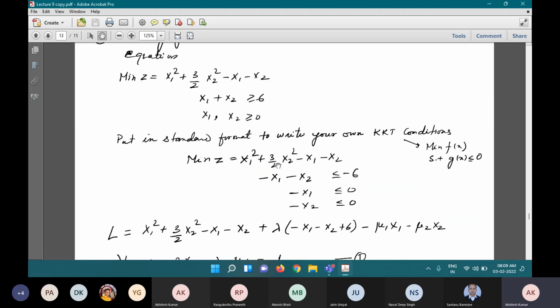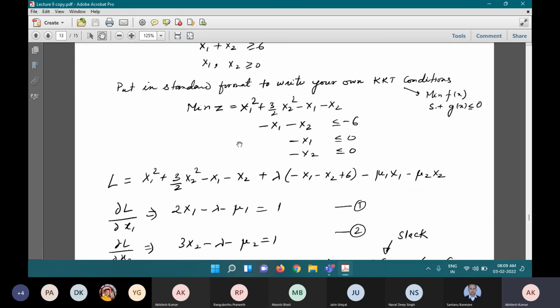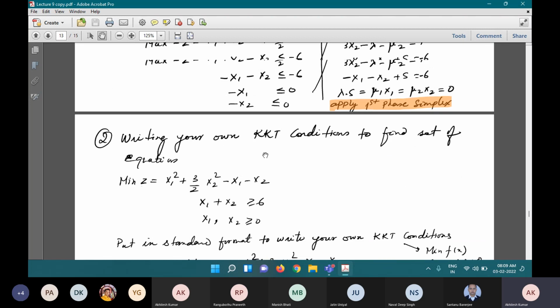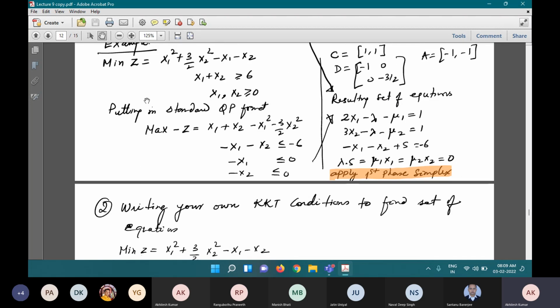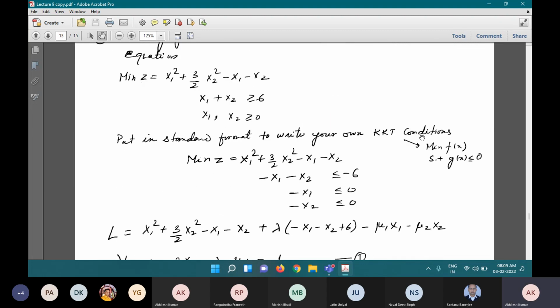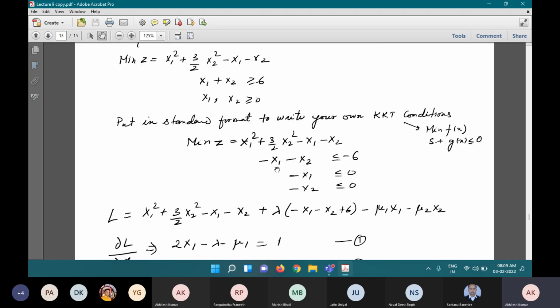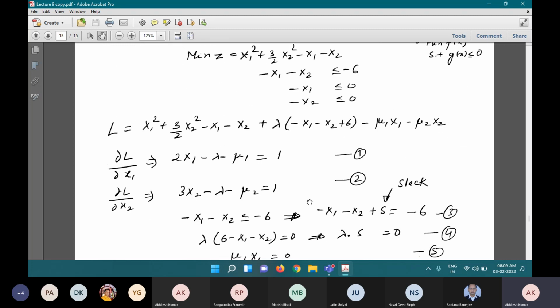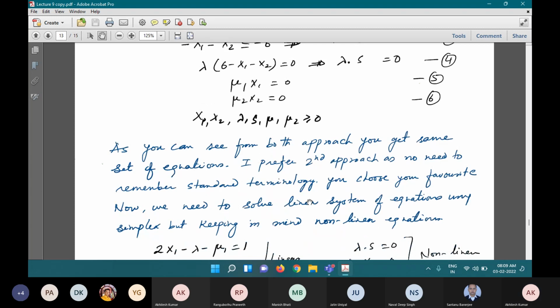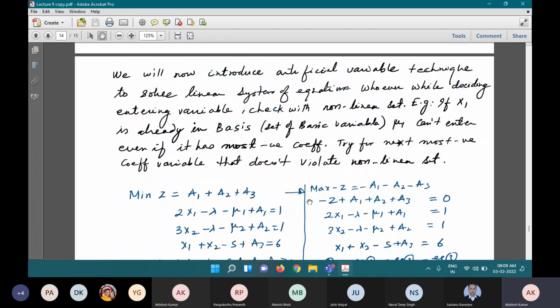The only mistake I made last time was that I proceeded with the format maximize minus g. But our KKT conditions were derived based on minimize f(x) such that g(x) is less than or equal to 0. So standard form is very important. Had I been using minimize g, I could have got the results last time itself. Any questions?